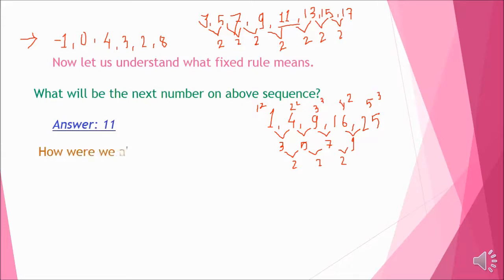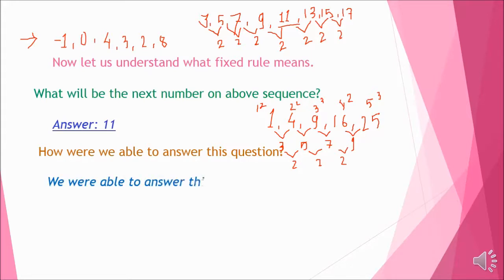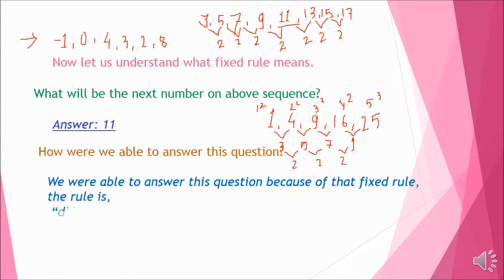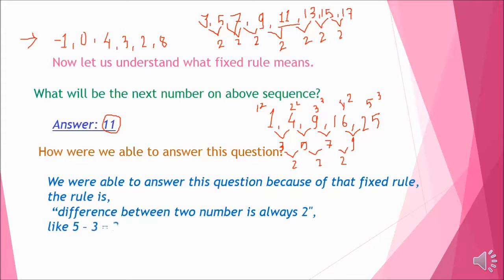Now, how were we able to answer 11? It's an explanation of what we just illustrated. We were able to answer this question because of that fixed rule. The difference between the two numbers is always 2. That's why we were able to say the next number will be 11, because the difference between the numbers was kept as 2. So we understand sequence.